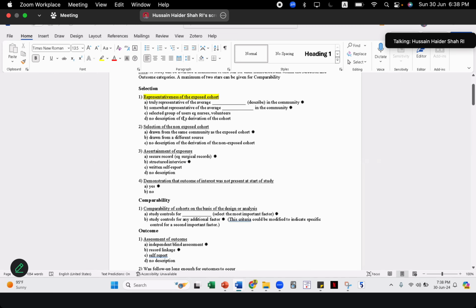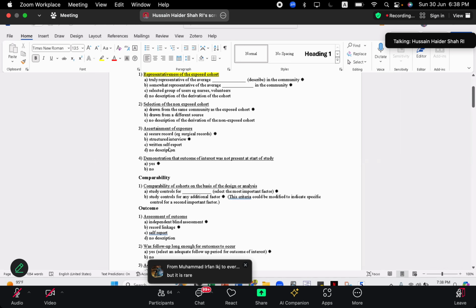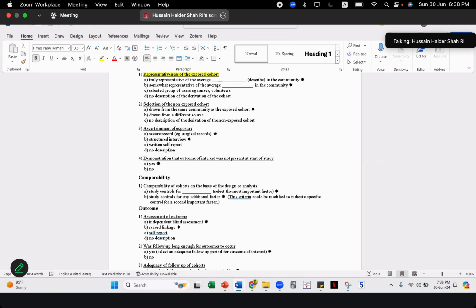But I'm not sure whether this question can get 2 stars. Okay, it is rare. Again, it depends on how obediently and how meticulously the authors have performed their study. If the authors have done a great job and have followed all the protocols of the cohort study, I'm sure that when you are assessing that manuscript for this quality assessment check, it will have the majority of the stars.